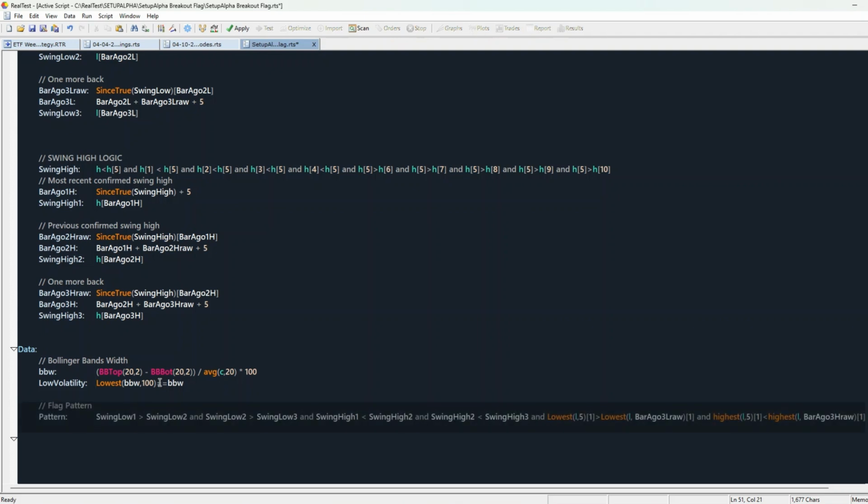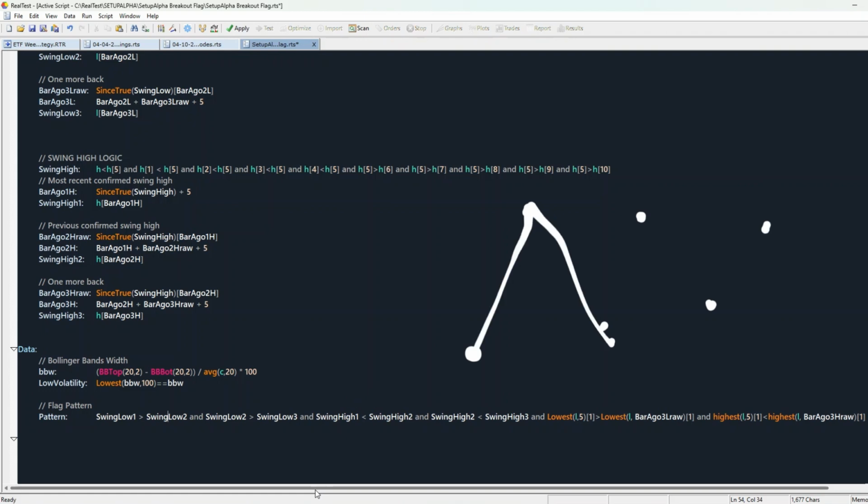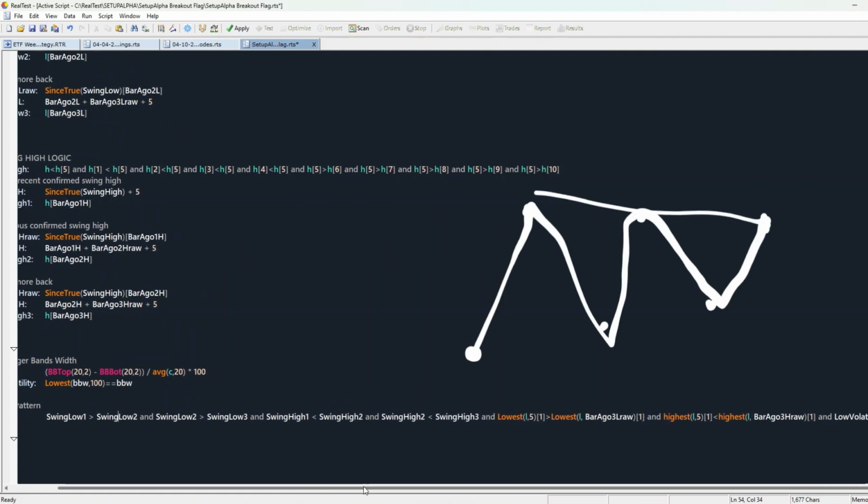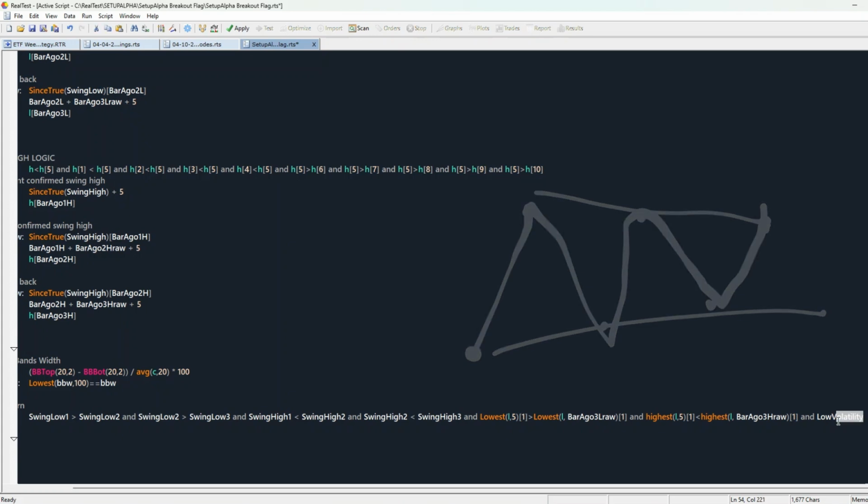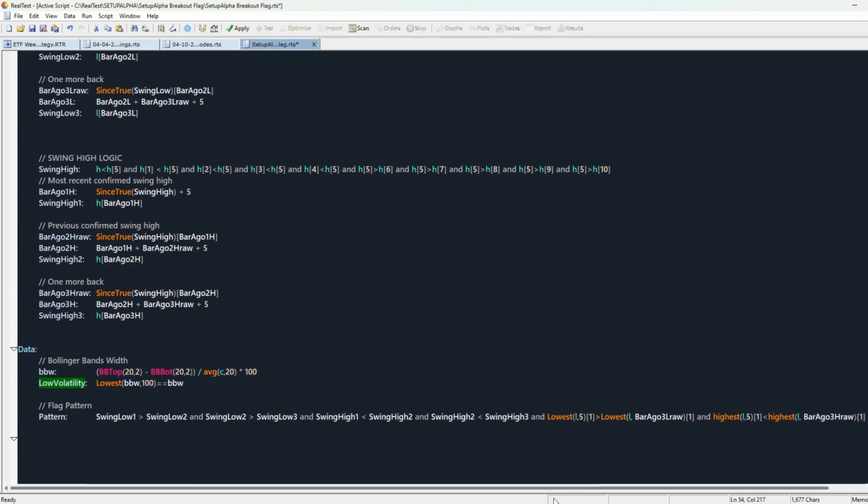Now we build a pattern using the swing lows and swing highs. Swing lows are rising. The third swing low is the lowest and the latest swing low is the highest. Swing highs are falling. The third swing high is the highest and the latest swing high is the lowest. We also confirm low volatility. This means the price is compressing between rising lows and falling highs.